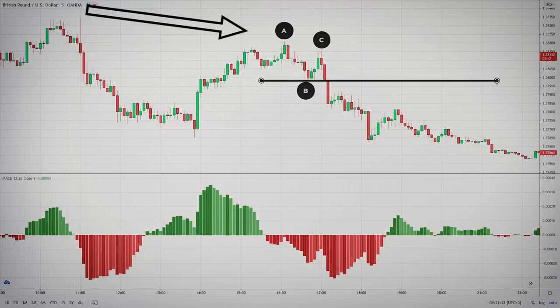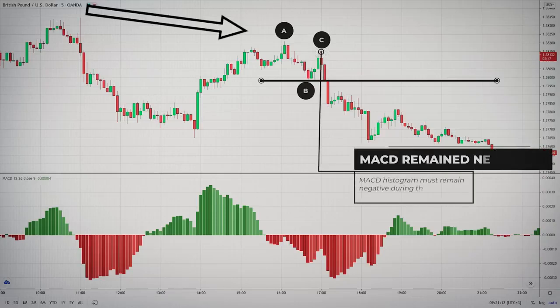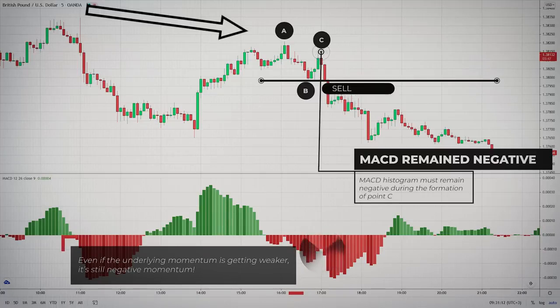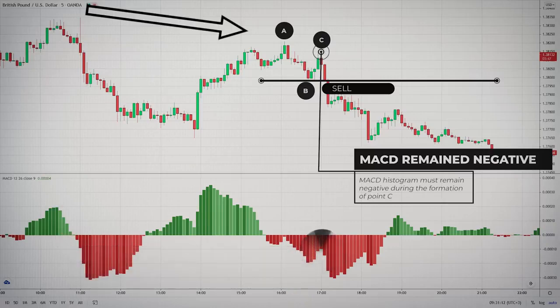For this short setup, during the formation of the third point, point C, the MACD histogram must remain negative. It shouldn't go above the zero level. So during the formation of point C, the MACD increased in height but remained below the zero line. Even if the underlying momentum was increasing, it was still negative momentum. And when price broke point B downwards, we entered the trade with the downward momentum on our side. The price breakout below the point B support level indicates that the market is most likely to continue going down.